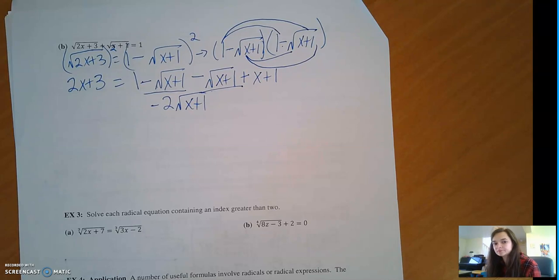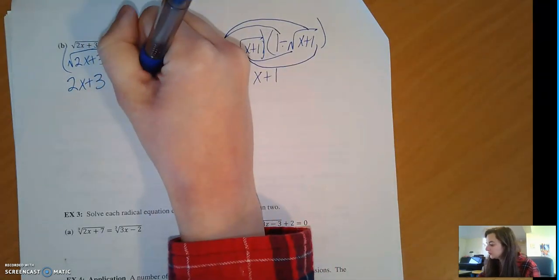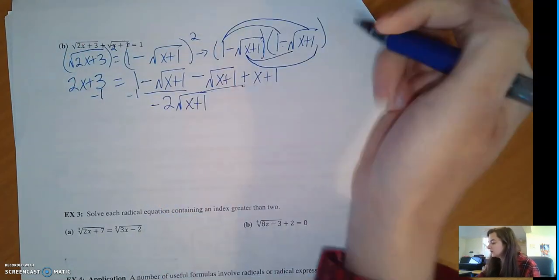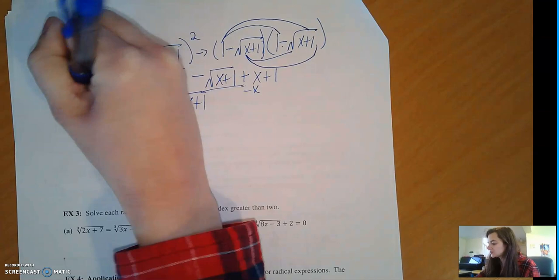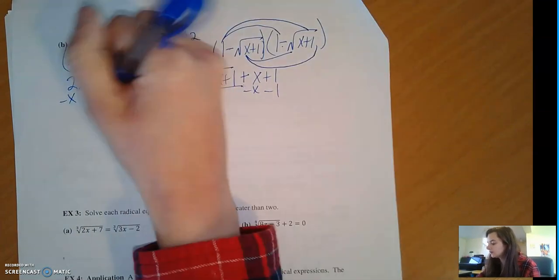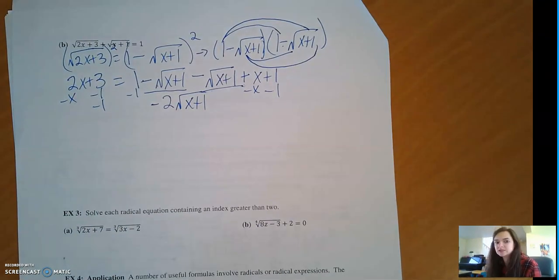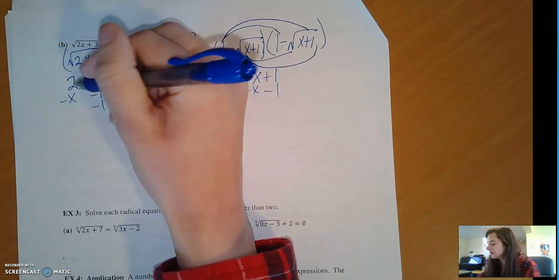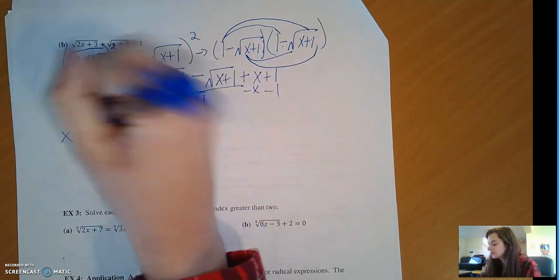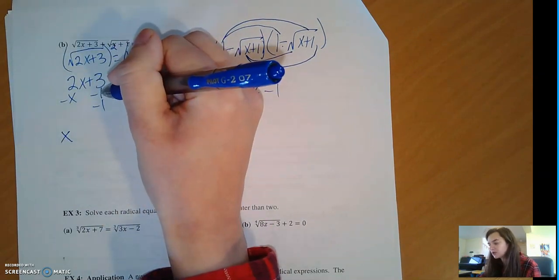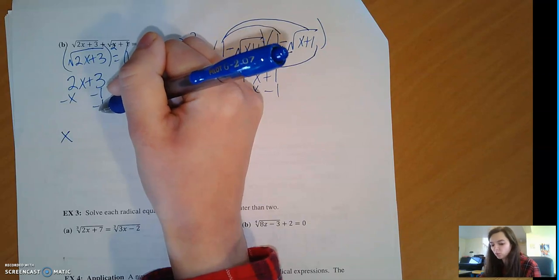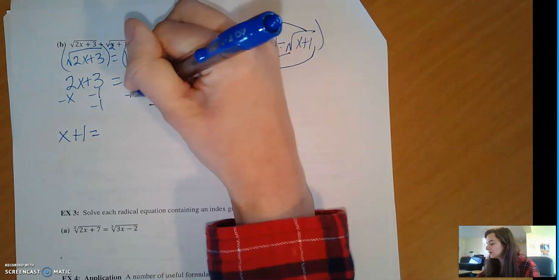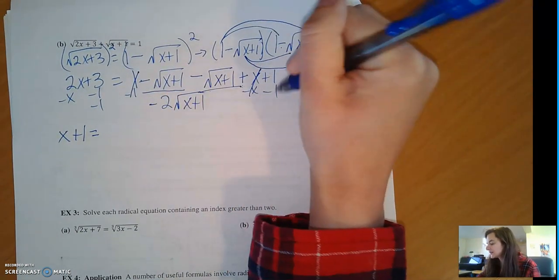You guys ready? Okay. So what we're going to do to get that square root by itself is I'm going to subtract 1 from both sides. I'm going to subtract x from both sides, and subtract the other 1 from both sides, and simplify everything. Okay? So on the left side, I'll have 2x minus x, which is just x. I'm going to have 3 minus 1, which would be 2. Minus 1 again, which would be 1. So x plus 1.